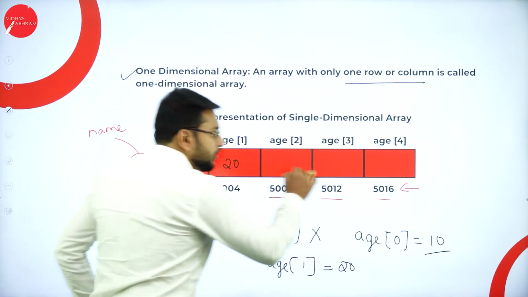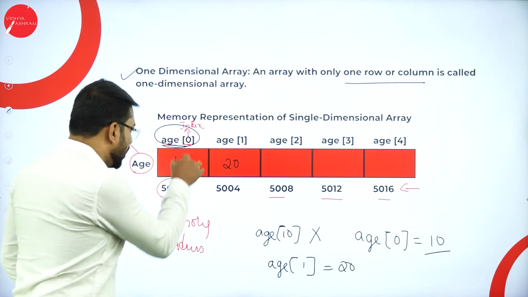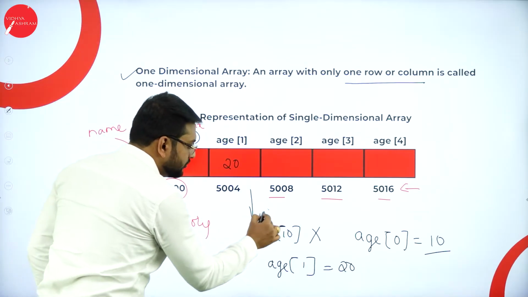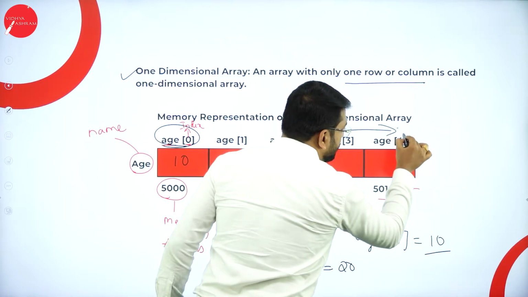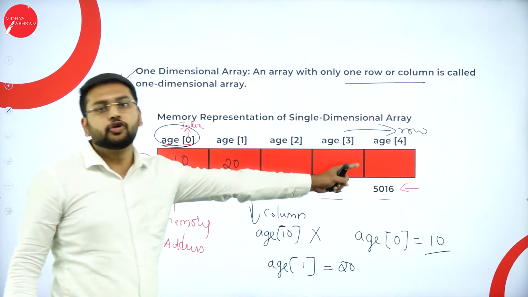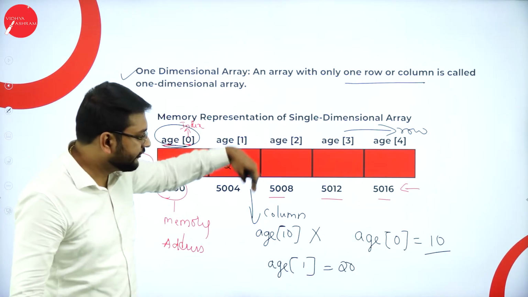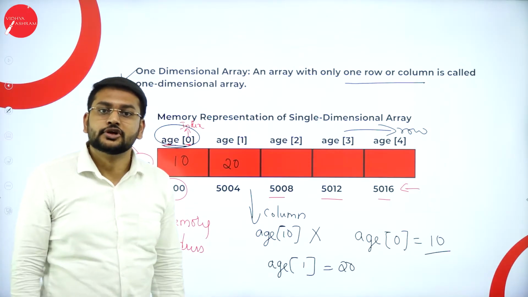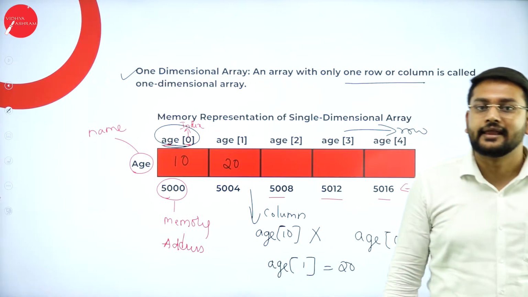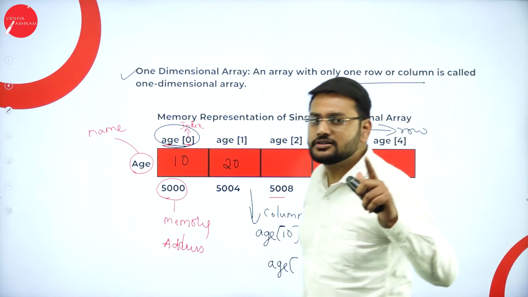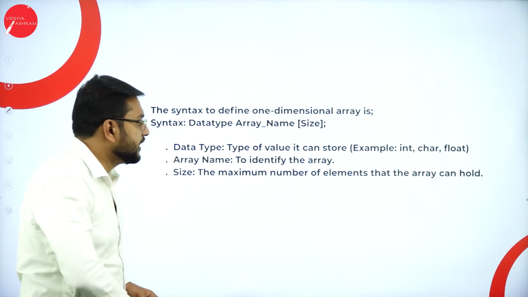So this is what I will call a row. This is what I will call a column. How many rows do you have? I have only one row. How many columns do you have? I have only one column. So that is why I will call this a one-dimensional array. So hope you understood the basic concepts of array. Alright. So moving forward to the next slide.